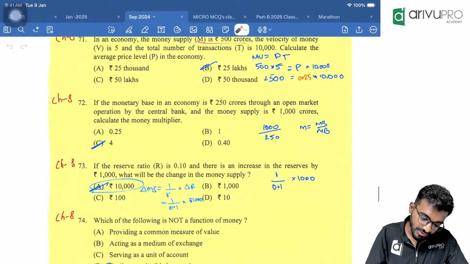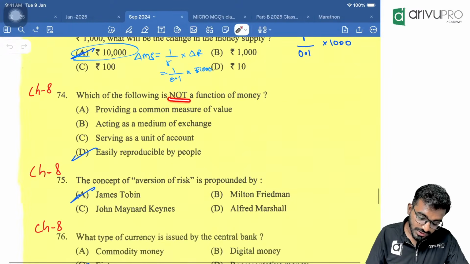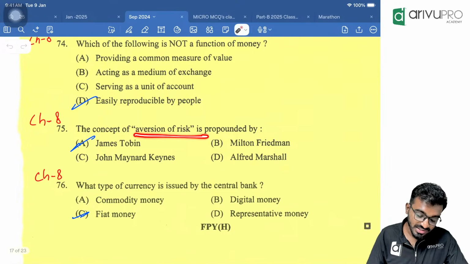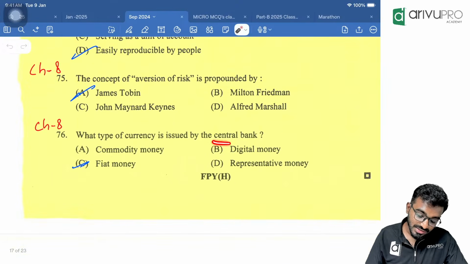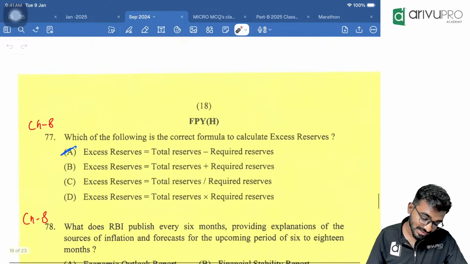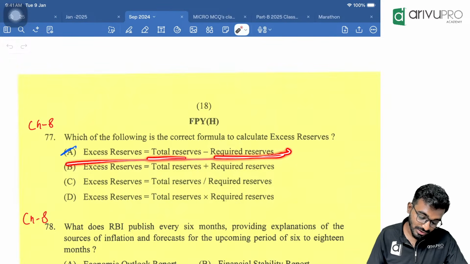Chapter 8. Already we solved this also. Which of the following is not a function of money? Easily reproducible. No, not easily reproducible. Who gave the concept of aversion of risk? James Tobin. What type of currency is issued by the central bank? Fiat money, materially worthless. What is the formula of excess reserve? Total reserves minus required reserves.